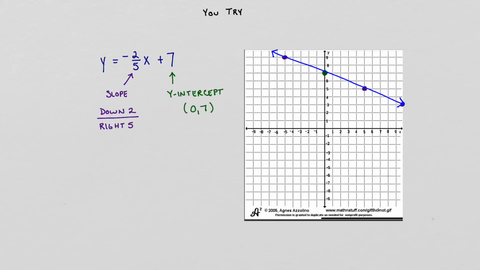So for our solution, the first thing that I want to note is that I have a y-intercept at 0, 7, and I've indicated that with the green dot on the y-axis. And then our slope is going to be -2/5. So one way that I could read this would be to go down to the right 5.